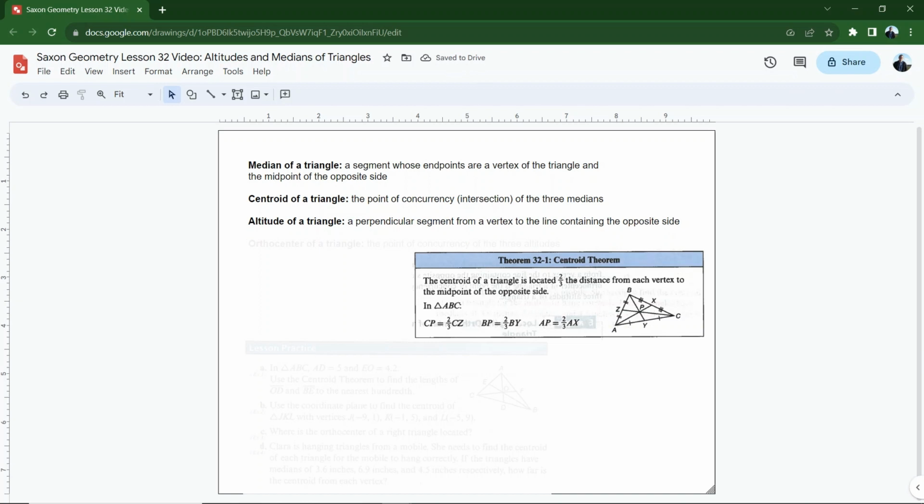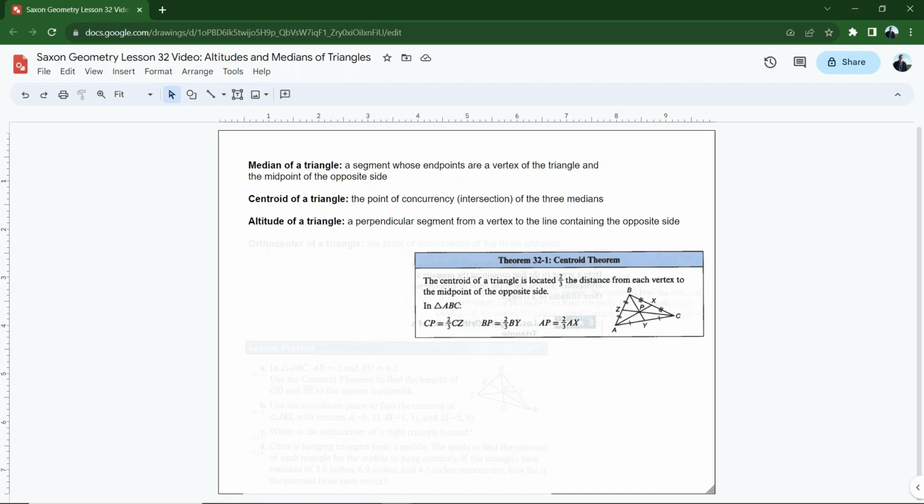This is nothing new, because we already talked about the altitude. To find the area of a triangle, you use the base times, not the height necessarily, but the altitude, and then you multiply it by 1/2. The altitude is a perpendicular segment from a vertex to a line containing the opposite side. And I would love it if I could just say the altitude of a triangle is a perpendicular segment that starts at a vertex and goes to the opposite side of a triangle.